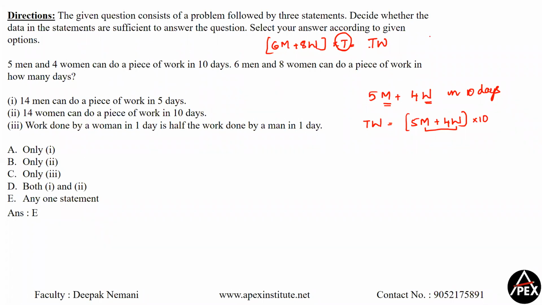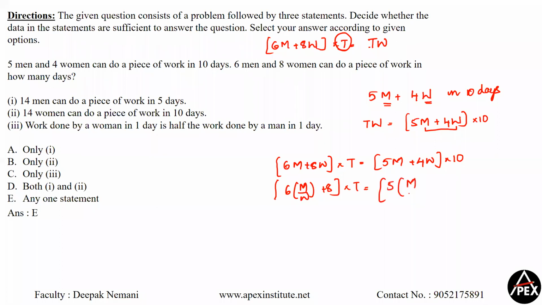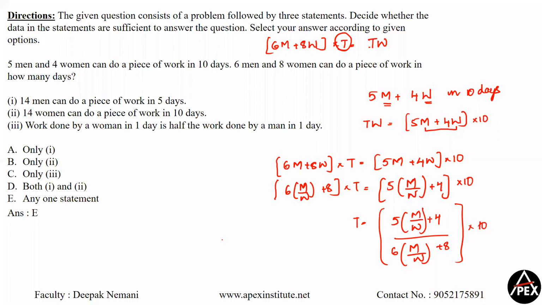If we find the ratio of M and W, we can determine the answer, because 6M plus 8W into T is equal to 5M plus 4W into 10, isn't it? Now if I divide the whole thing by W, it will be 6 into M by W plus 8, into T, is equal to 5 into M by W plus 4, into 10, or T is equal to 5 into M by W plus 4 by 6 into M by W plus 8. Now if I have the relation between M and W, I can answer this question.